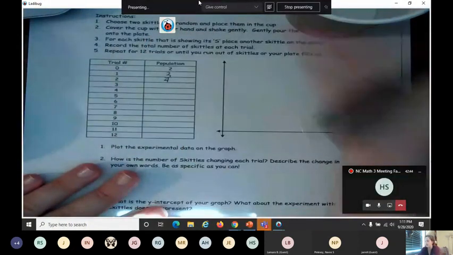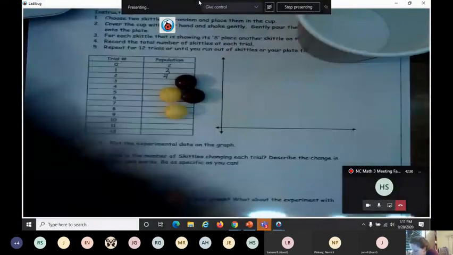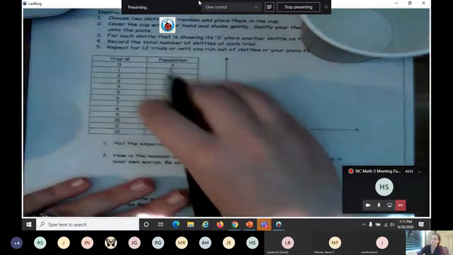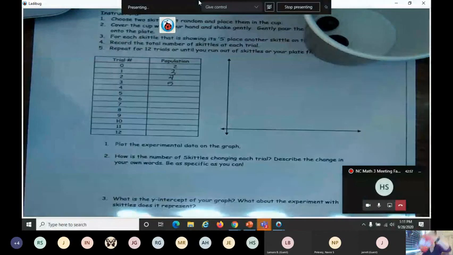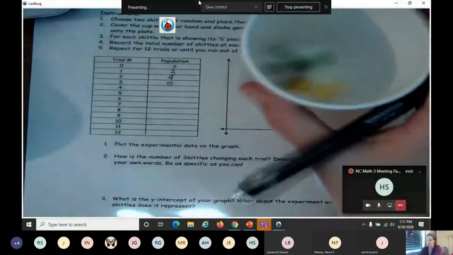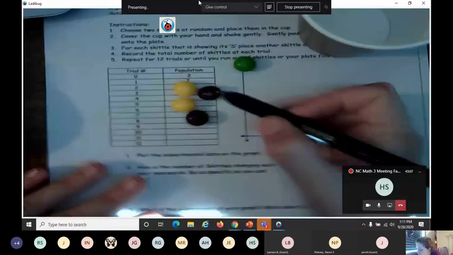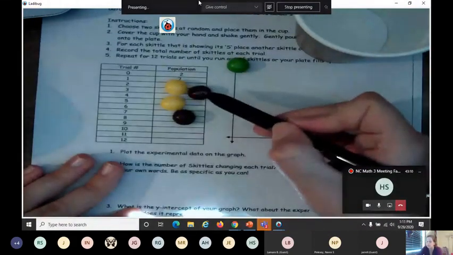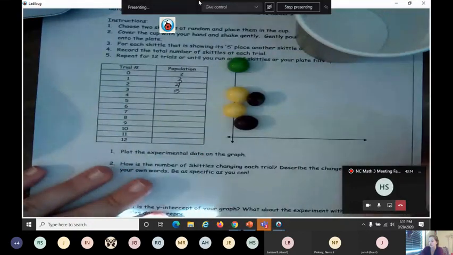So I'm gonna shake them up, roll them out. Oh my goodness, this one's gonna go slow. I have 1 Skittle up, so I have 5. So I need to add 1 more Skittle. All right. Pour them out. Now I have 1, 2, 3 Skittles with the S up. So I need to add 3 Skittles on my next round.